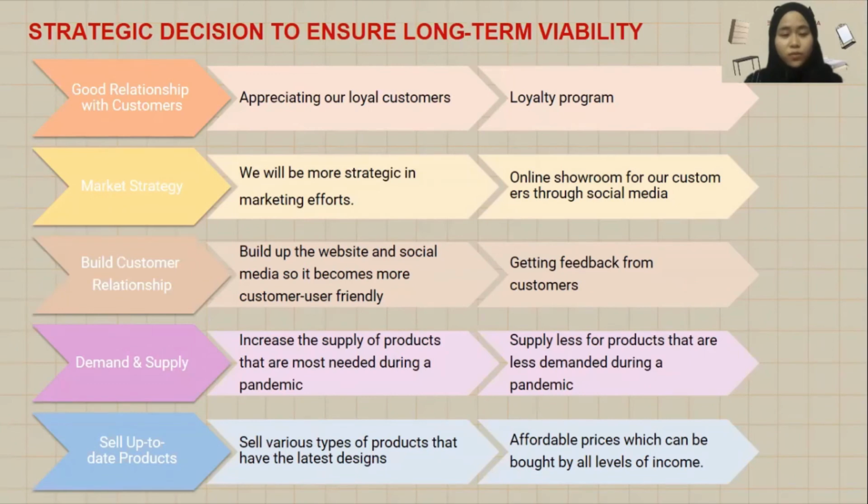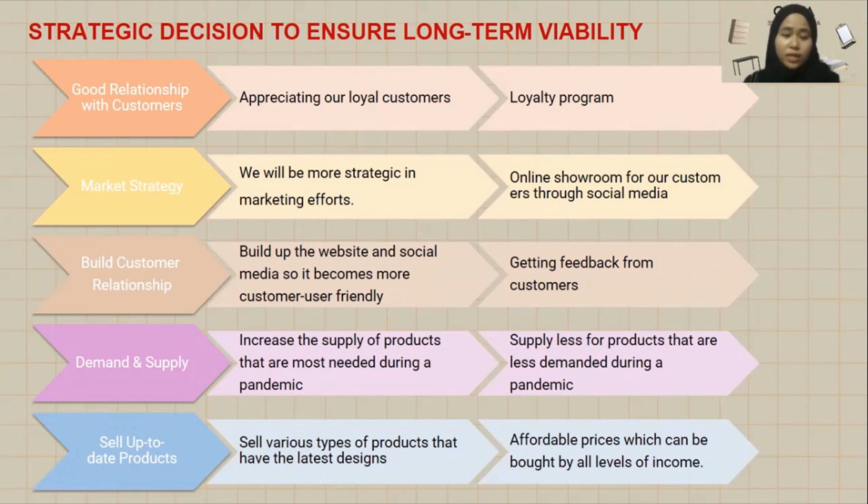Second, we will improve in terms of marketing strategy. We will be more strategic in marketing efforts, and we will also have an online showroom for our customers through social media. Third, we will build customer relationship. We will build up the website and social media so it will become more customer user friendly, and we will also be getting feedback from the customer.